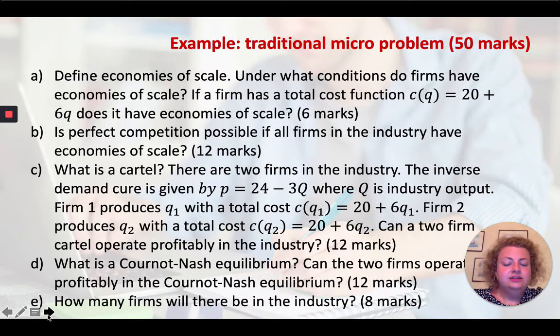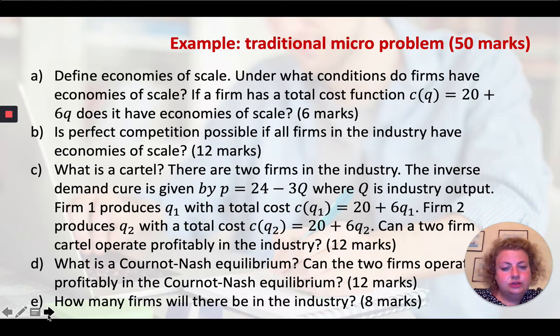Once that's done, students are asked to examine an industry with two firms, look at the possibility of a cartel with these firms, and to establish whether a cartel could operate profitably in this industry. And this would be very much a computational part of this exam question. Moving on from the cartel, candidates are asked to basically solve for the Cournot-Nash equilibrium and establish whether the two firms could operate profitably in that situation, and then to examine how many firms there will be in the industry.